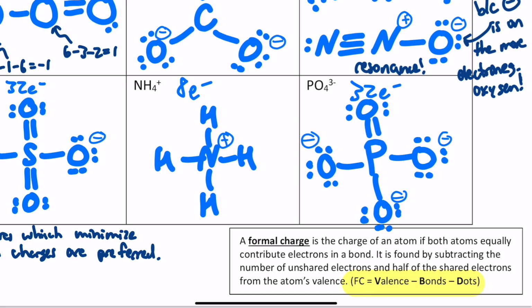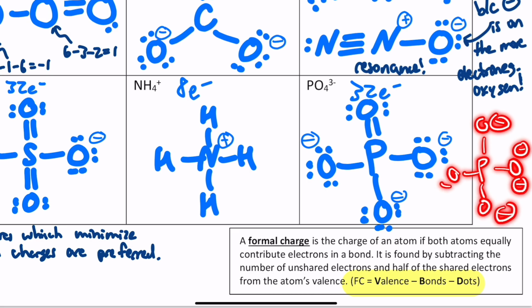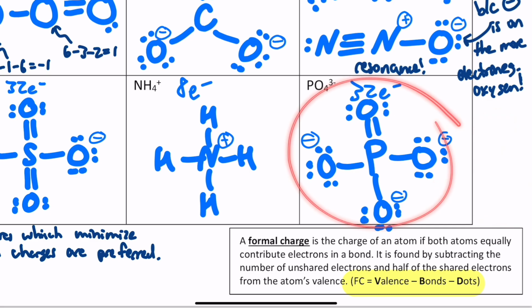Again, if you made this with 4 single bonded oxygens, you're not wrong. You just have more formal charges, so it's a less significant contributor than the one that we have here.